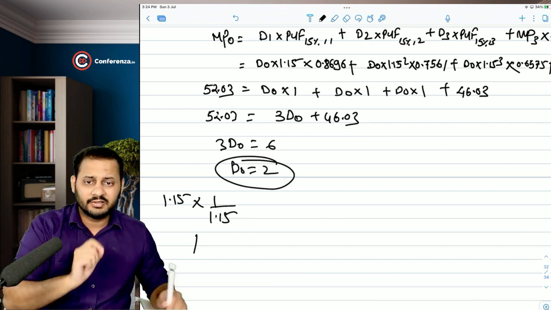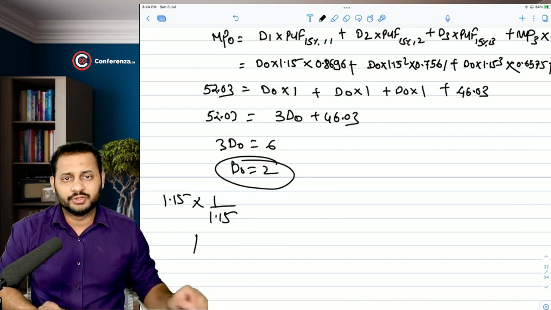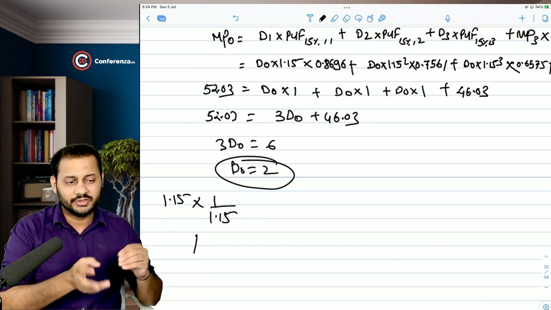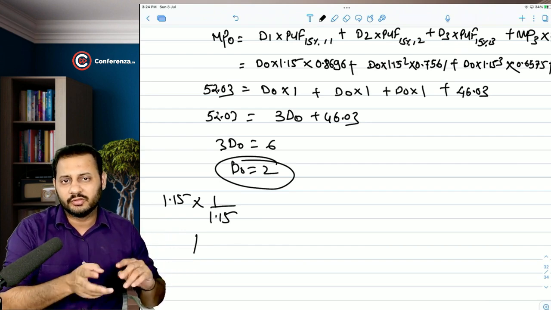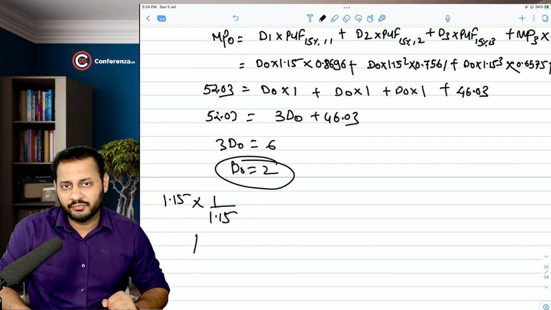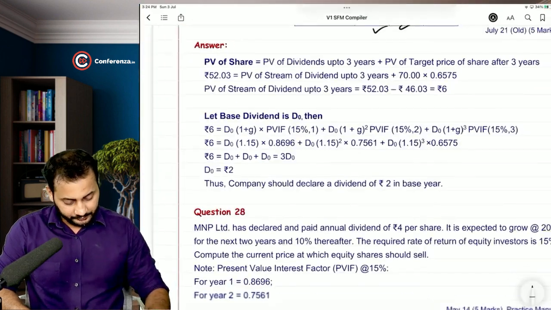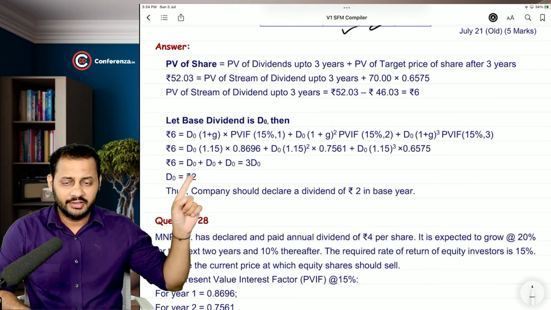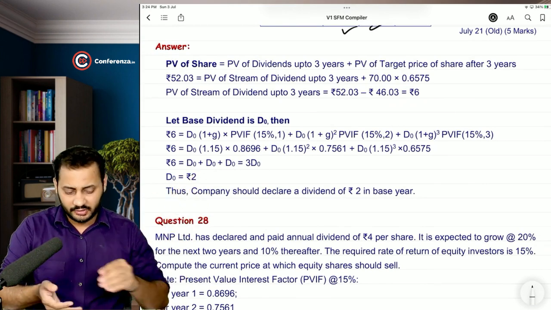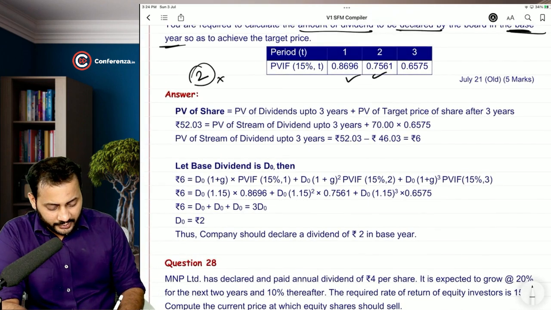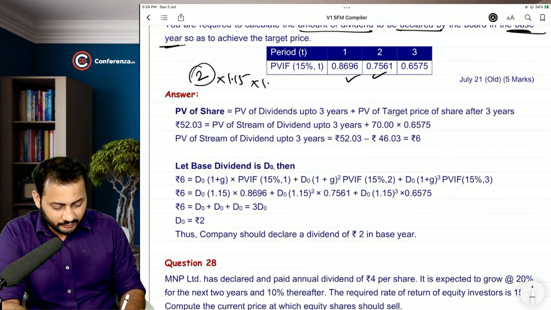So the base year dividend should be 2 rupees. You should start with 2 rupees, then 2 rupees into 1.15, 2 rupees into 1.15 square, and 2 rupees into 1.15 cube. This is how you should be growing the dividend every year. See, 6 rupees is equal to 3 D0, and that comes to 2 rupees. So the previous year dividend should have been 2 rupees, and then you should be growing it by 1.15 for the first year, 1.15 for the second year, 1.15 for the third year.